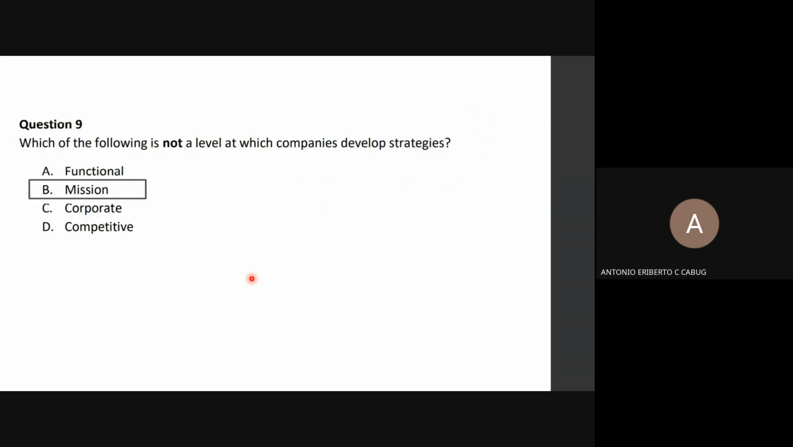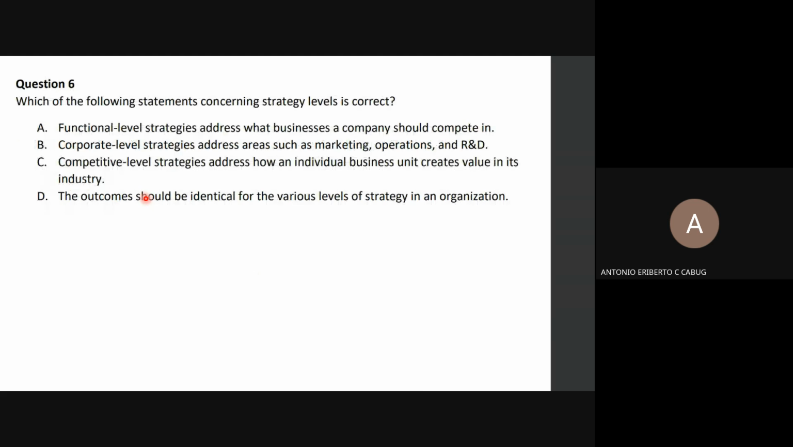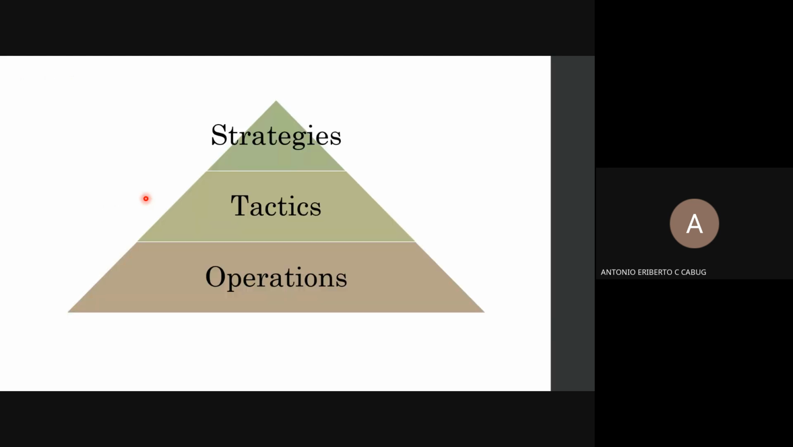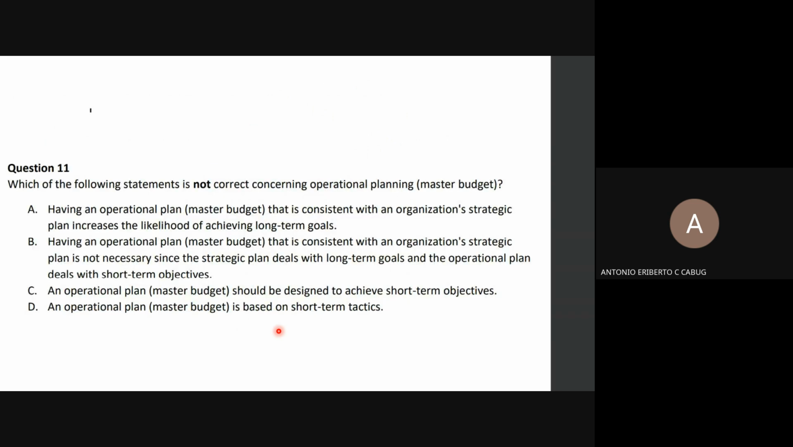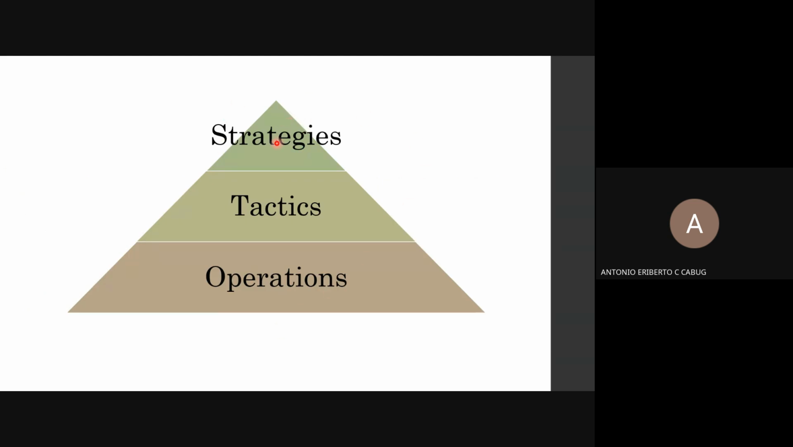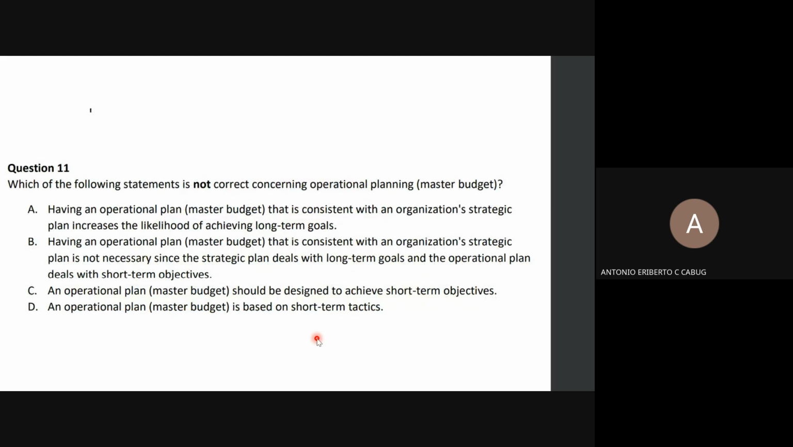Okay? So, which of the following is not a level at which companies develop strategies? There's no such thing as mission level. Okay? We made a distinction among these kinds of strategies already. Then let us also differentiate strategies, which are actions by top management, tactics, actions by mid management, and operations, actions by the lower level management up to the supervisor. Okay? So that's the difference. Strategies are actions by top management, tactics by mid level management, and operations by lower level management. Okay? I want you to answer the following.